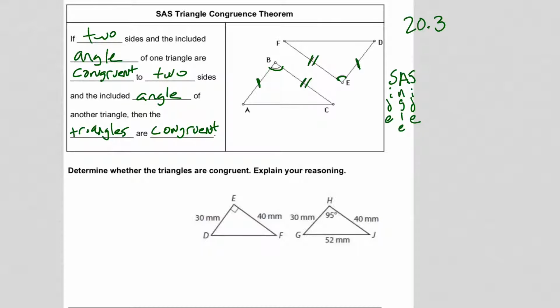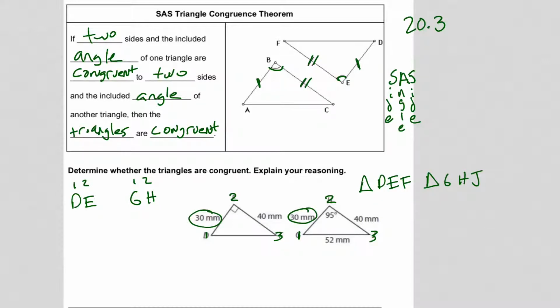So let's take a look at an example. We've got triangle DEF, and we also have triangle GHJ. So I do the little trick of labeling it like 1, 2, and 3, and 1, 2, and 3. And let's take a look. Between D and E, we have to ask ourselves, is that congruent to G and H? Right, otherwise known as 1 and 2 and 1 and 2. Are these the same measure? 30 and 30, they are. So here's one of our sides.